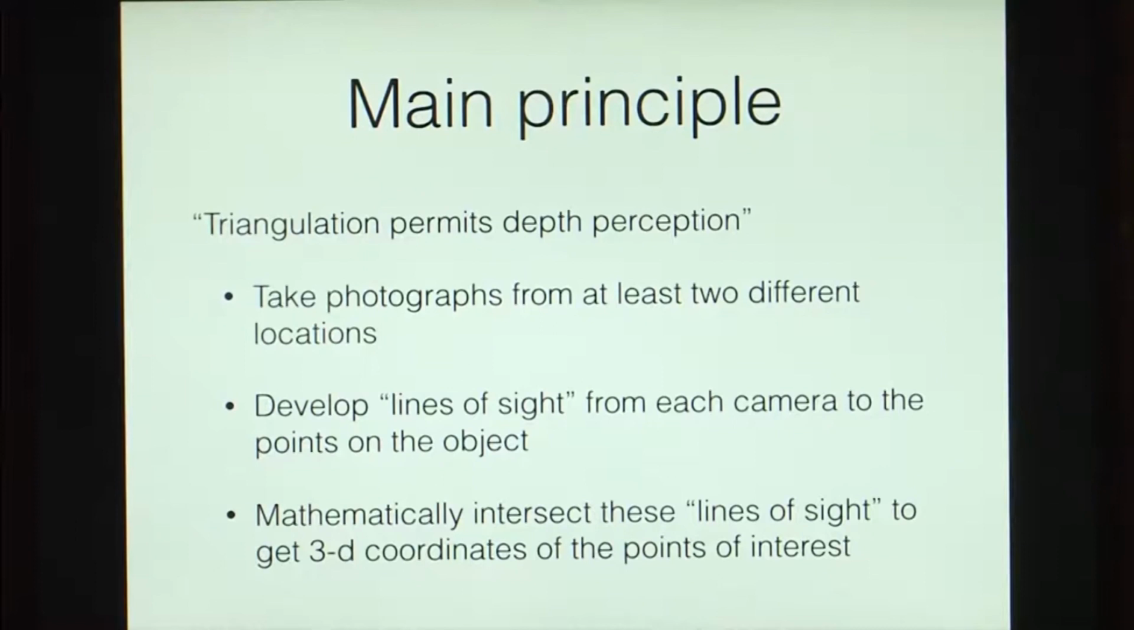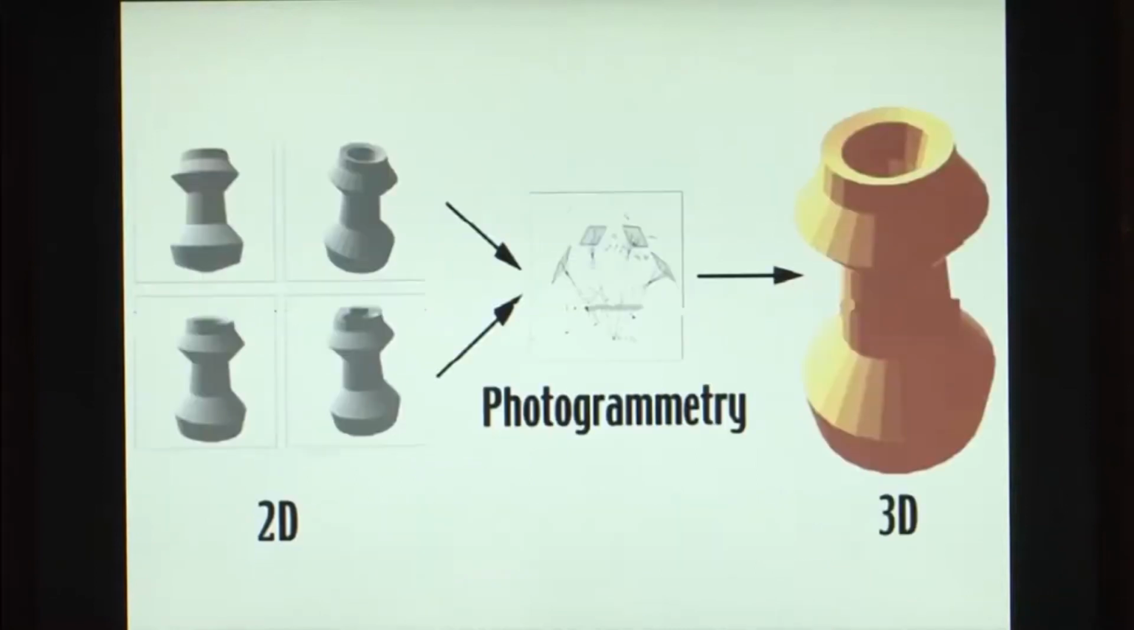Coming back to the slides, the main principle behind photogrammetry is that triangulation permits depth perception. So, we take photographs from at least 2 different locations for the same object, then we develop lines of sight from each camera to the points on the object, and then we mathematically intersect these lines of sight to get 3-dimensional coordinates of the point of interest. To show it more graphically, suppose you have an object in the shape of this bowl, so you can take its photographs from different locations, and then by using photogrammetry you can get a 3-dimensional view of this object.